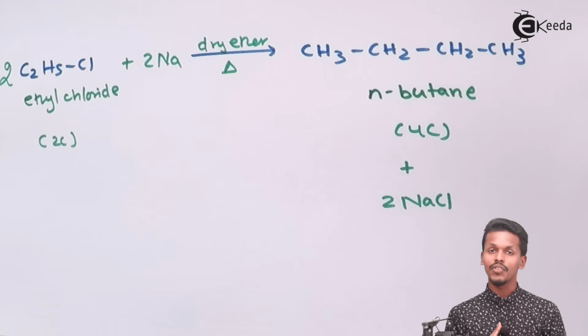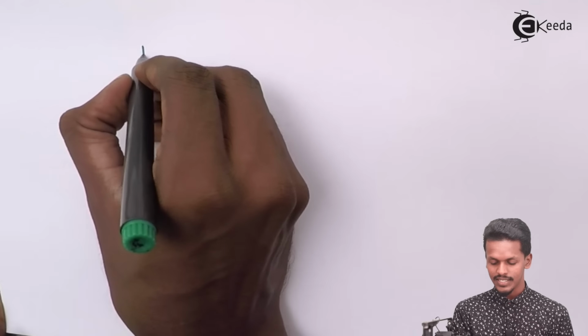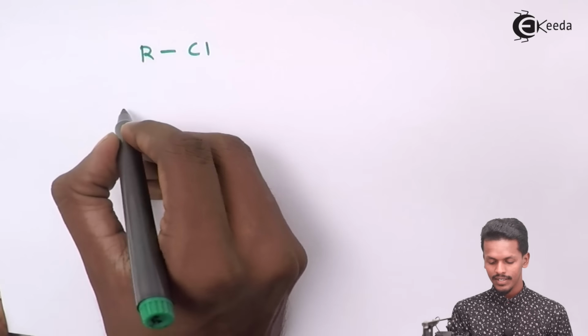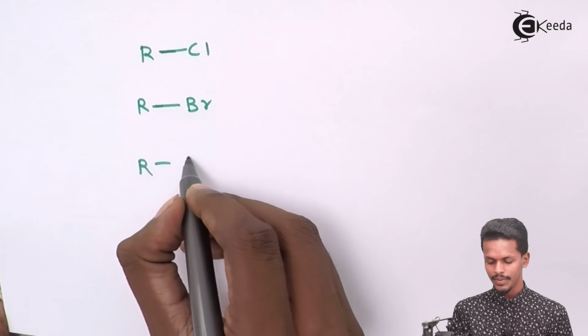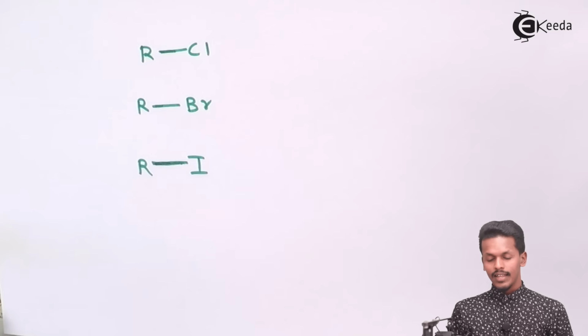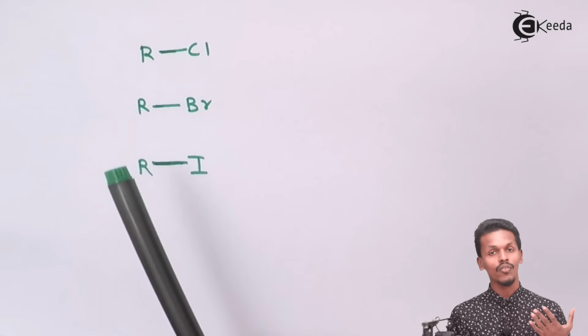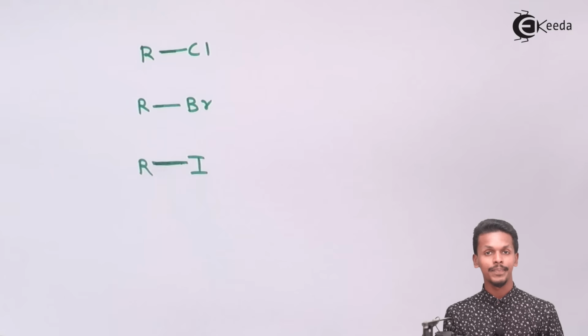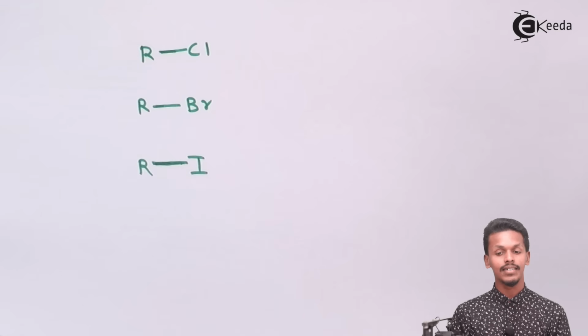And talking about the reactivity, which of them will have the most? Suppose the alkyl halide can be represented in this way: this is for alkyl chloride, alkyl bromide, and this is alkyl iodide. Now talking about the reactivity, which one would be more? The reactivity of alkyl iodide will be more than that of the bromide, than that of the alkyl chloride.